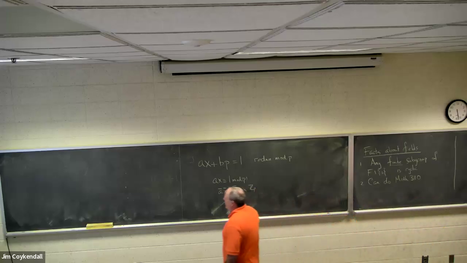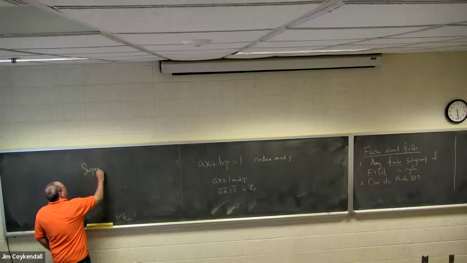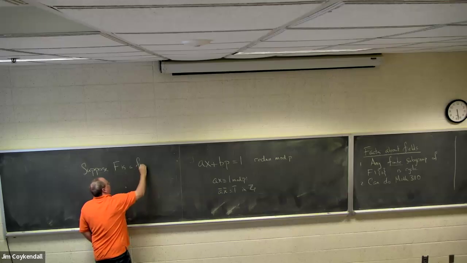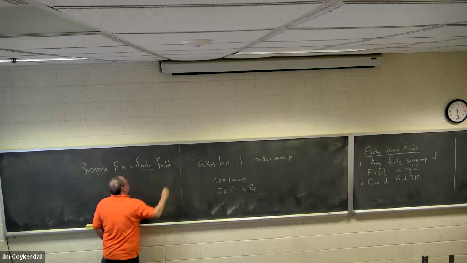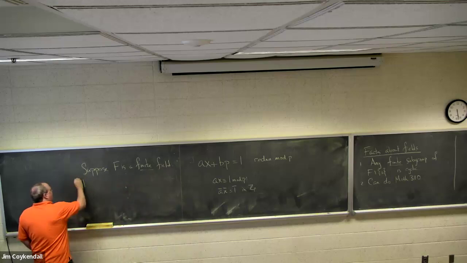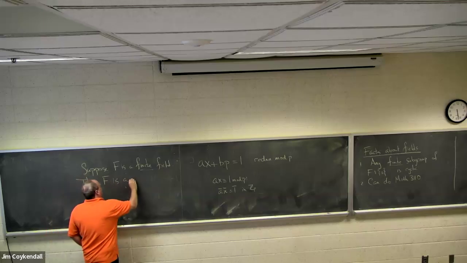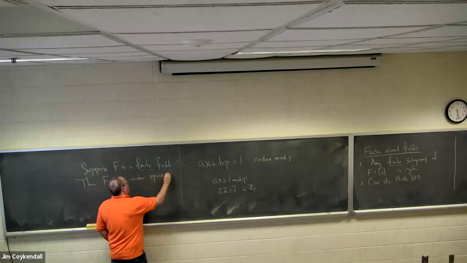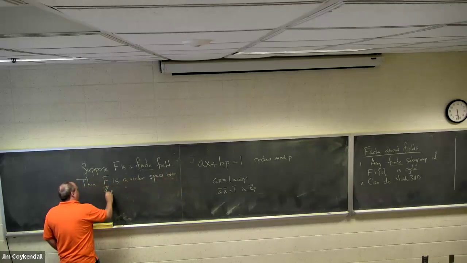Now, if we keep this in mind, suppose F is a finite field. Then F is a vector space over Z_p.